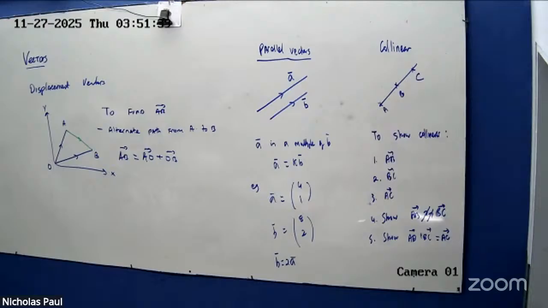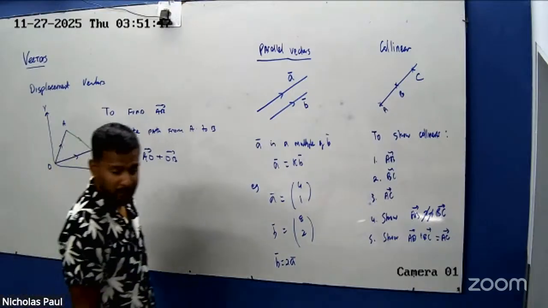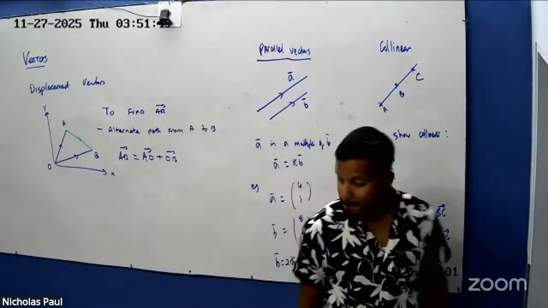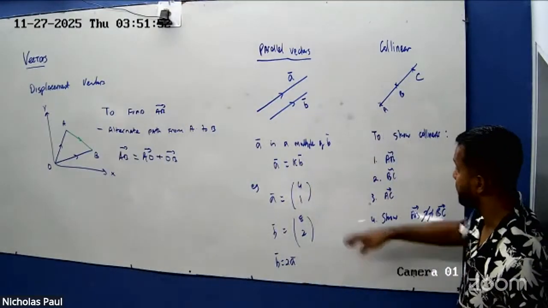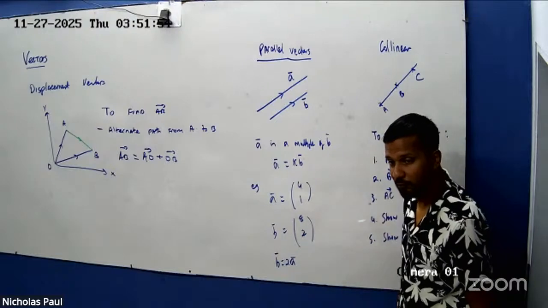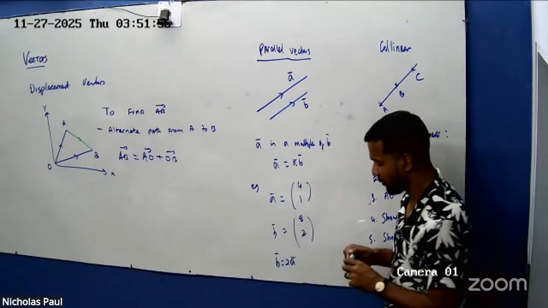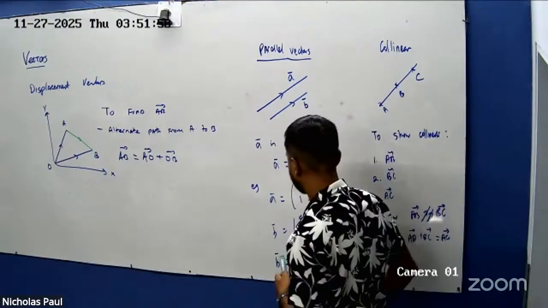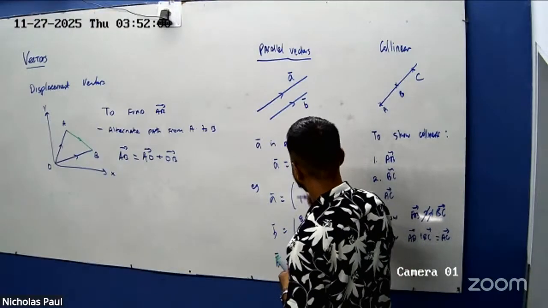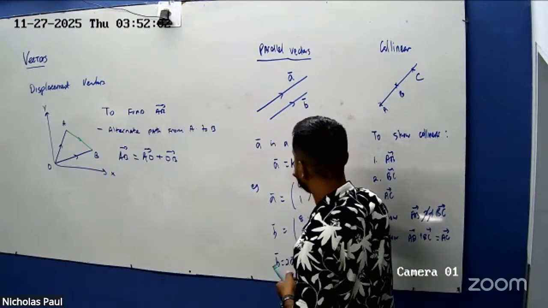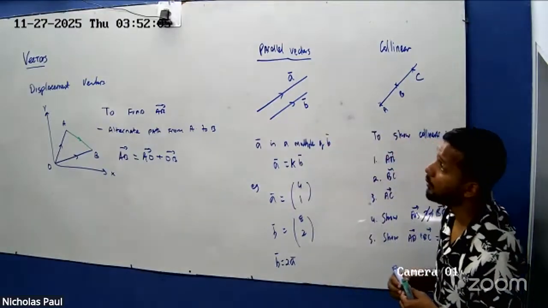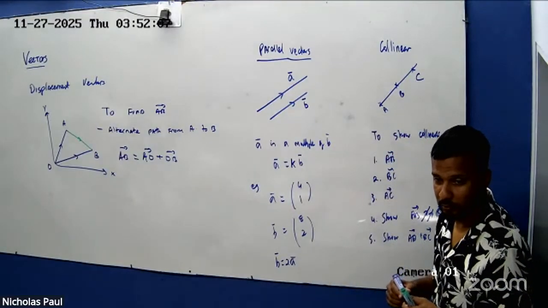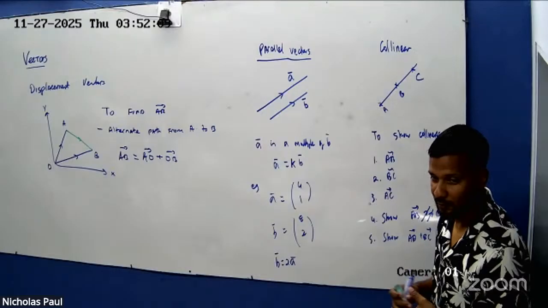Copy it down. A is a multiple of B. AB. AB. That's K.